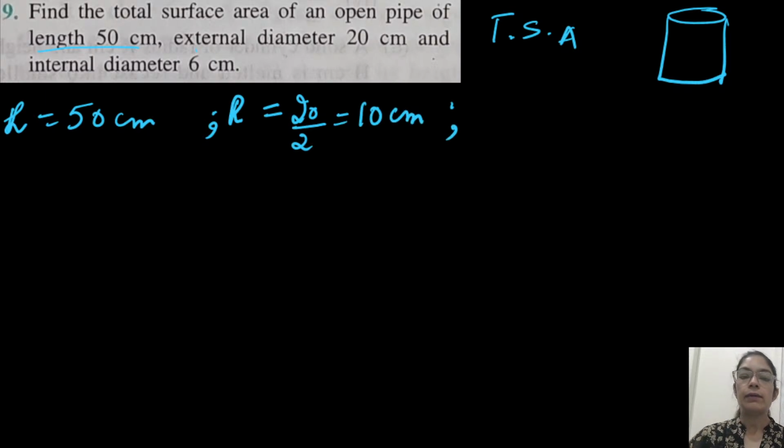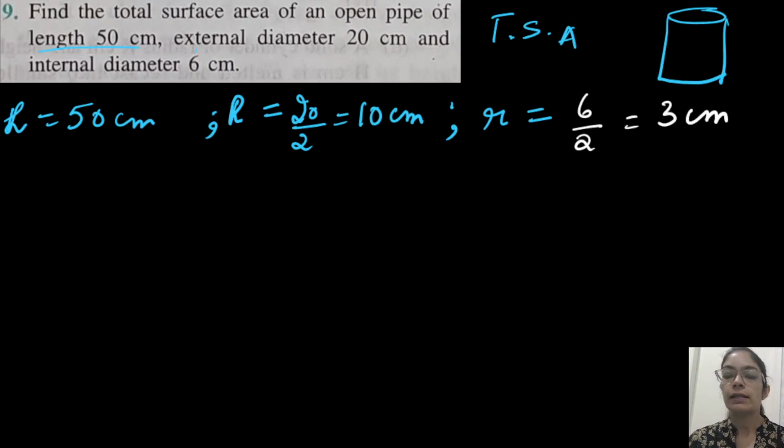Then internal diameter is given to us. From that we can find the value of internal radius by dividing 6 centimeter by 2. So if we divide diameter by 2, we get the radius, which is now 3 centimeter. All the measurements are in the same unit, centimeter, so we don't have to change any unit. This is a direct question. We just have to apply the formula of total surface area.